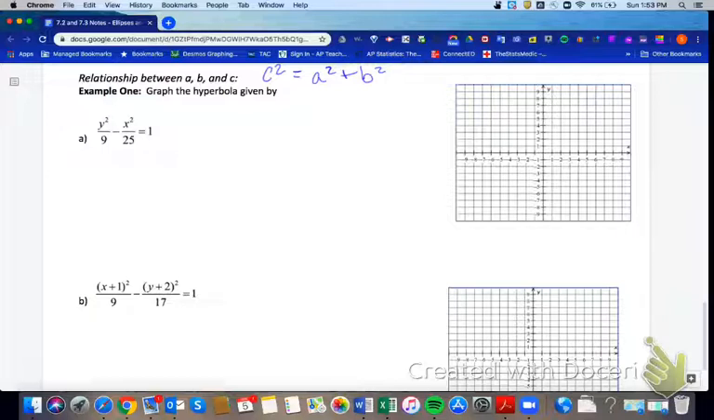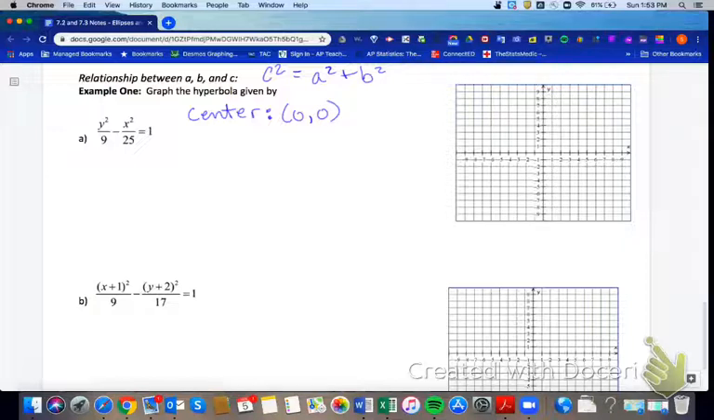All right, so let's look at example 1. We're going to graph the hyperbola given by y squared over 9 minus x squared over 25 equals 1. First, the center of the hyperbola. Center is always h, k. H is always the value with x. K is always the value with y. In this case, there's nothing there, so that means the center is 0, 0.